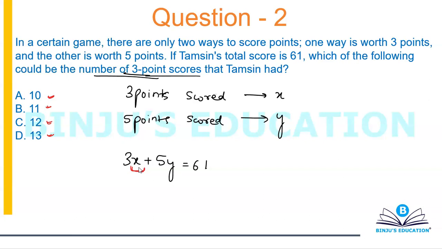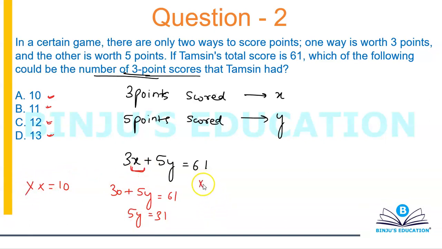Let's do that. So if I start with x is equal to 10, so 3 into 10 is 30. So 30 plus 5y is equal to 61, which will give you 5y is equal to 31. Now I know that if I divide 31 by 5, it's not going to give me an integer value. So x is equal to 10 is out. This is not my answer.